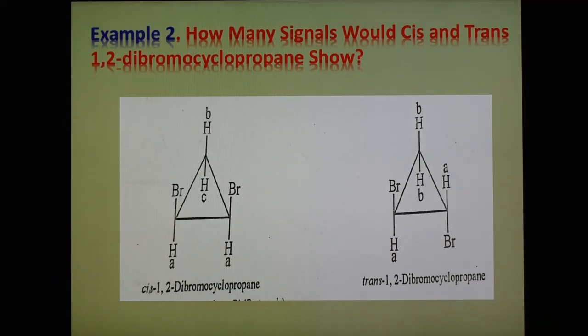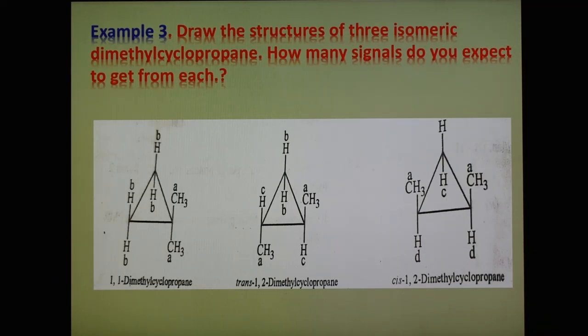So the signals depend upon the number of types of proton. Now example number 3: draw the structures of 3 isomeric dimethylcyclopropanes. How many signals do you expect to get from each of these 3 structures? These are the 3 isomeric structures given here. All 3 compounds have the same formula but different structures. The first compound is 1,1-dimethylcyclopropane, the second is trans 1,2-dimethylcyclopropane, and the third is cis 1,2-dimethylcyclopropane. So how many signals are expected?